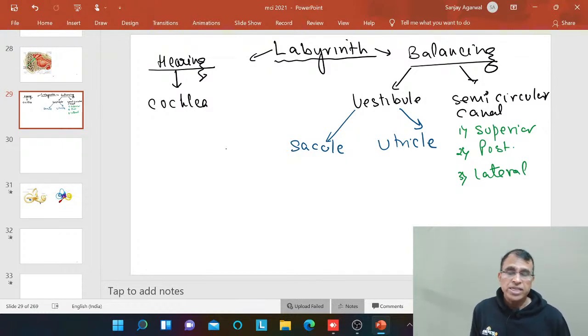Two things in the vestibule, one is saccule and the utricle, and then the cochlea. Cochlea is for hearing, rest of them are balancing. What is this labyrinth made up of, if I ask you? This labyrinth has two coverings. The outer covering is made up of bones, and that is bony labyrinth. If you go inside that, there's another labyrinth inside which is made up of membranes, and that is called membranous labyrinth. So we have bony labyrinth and membranous labyrinth.